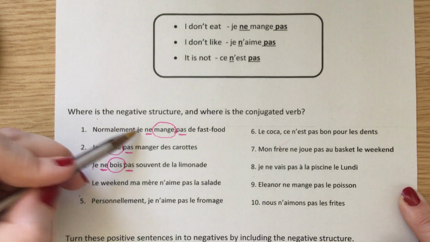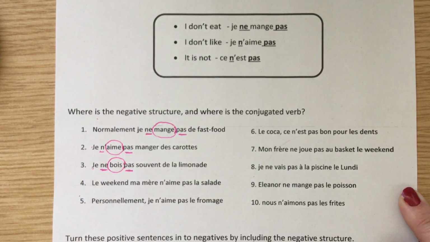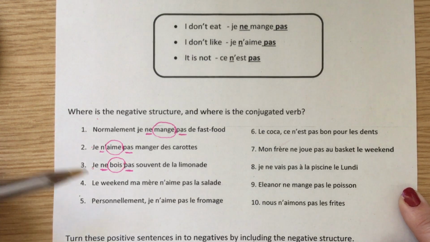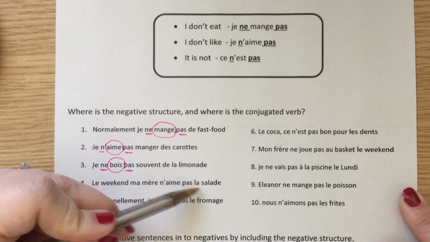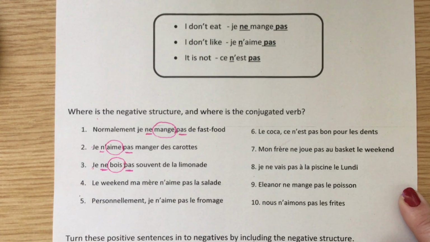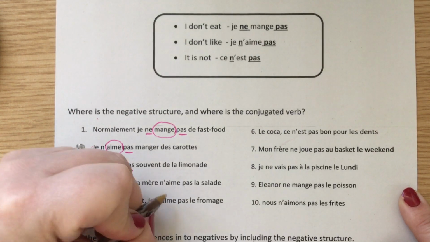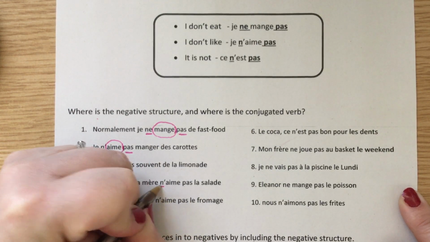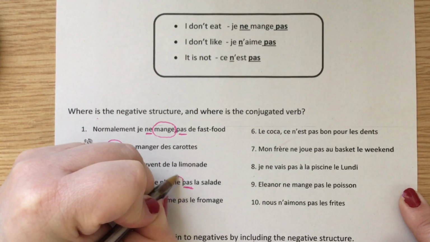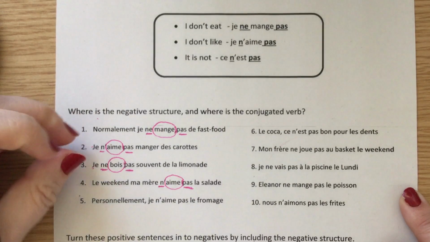Okay, so far we've been using the pronoun je. Here it gets a little bit trickier in number 4. Let's see if we can work this one out. Le week-end, ma mère n'aime pas la salade. At the weekend, my mother does not like salad. My mother does not like. That must be my negative, my ne and my pas, with like in the middle.